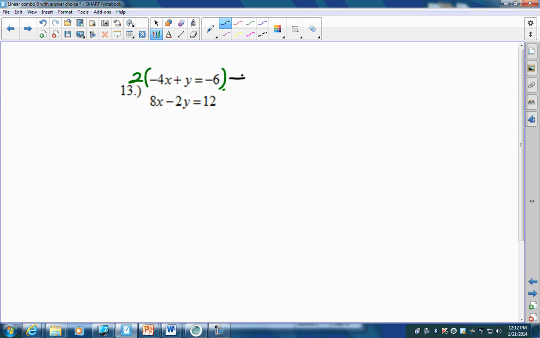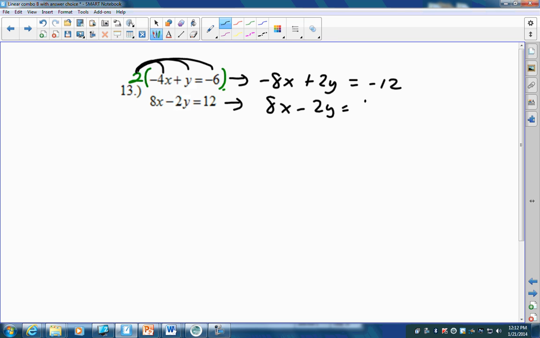Now, by doing this, I get 2 times negative 4x, which is negative 8x. 2 times y, 2y. 2 times negative 6, negative 12. Let me rewrite the bottom one. Some of you might already see the issue. What happened to the x's? They made 0. The y's cancel out and made 0. So on the left-hand side, there's 0. What happened on the right? Negative 12 plus 12 is 0.